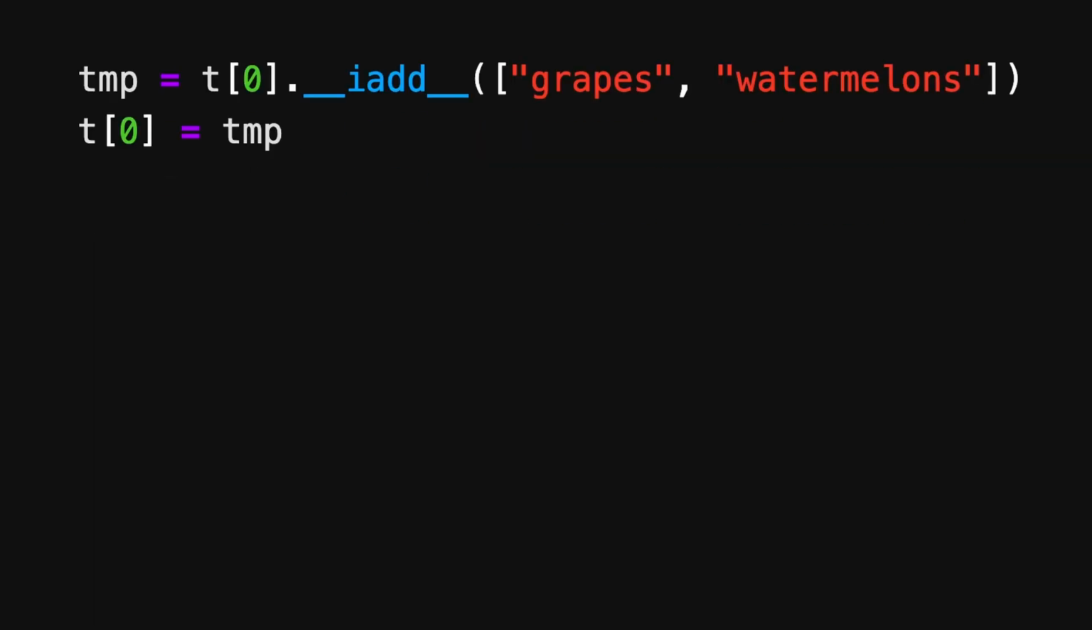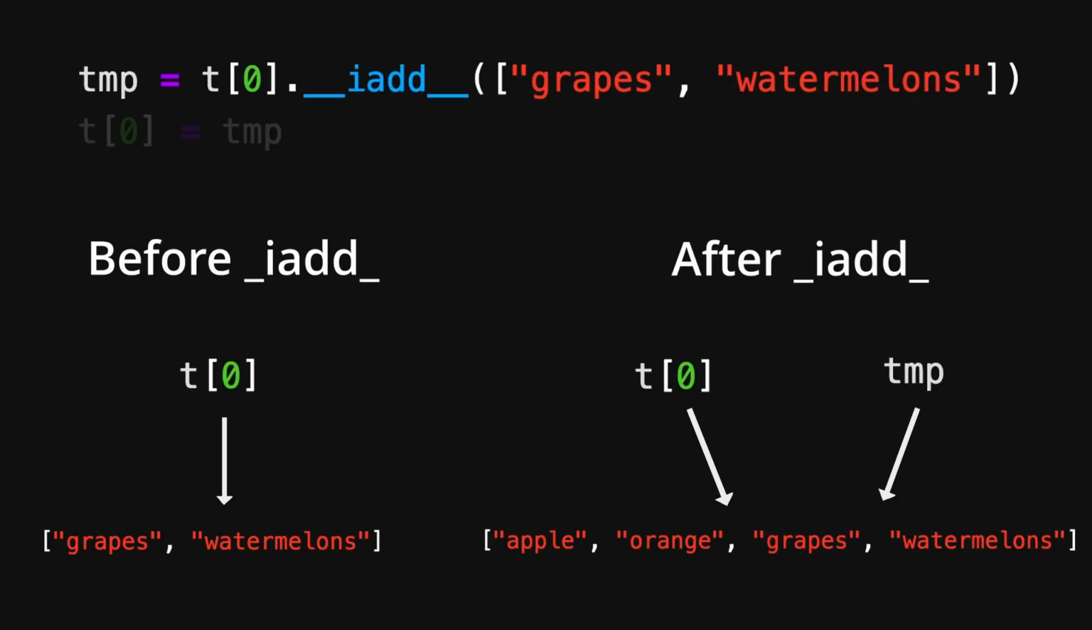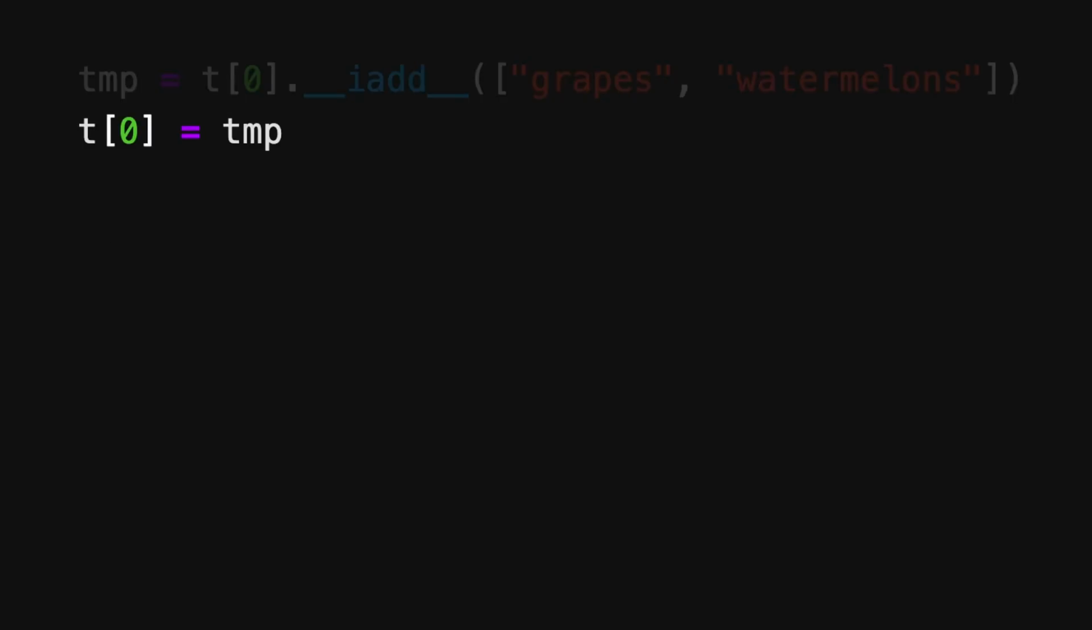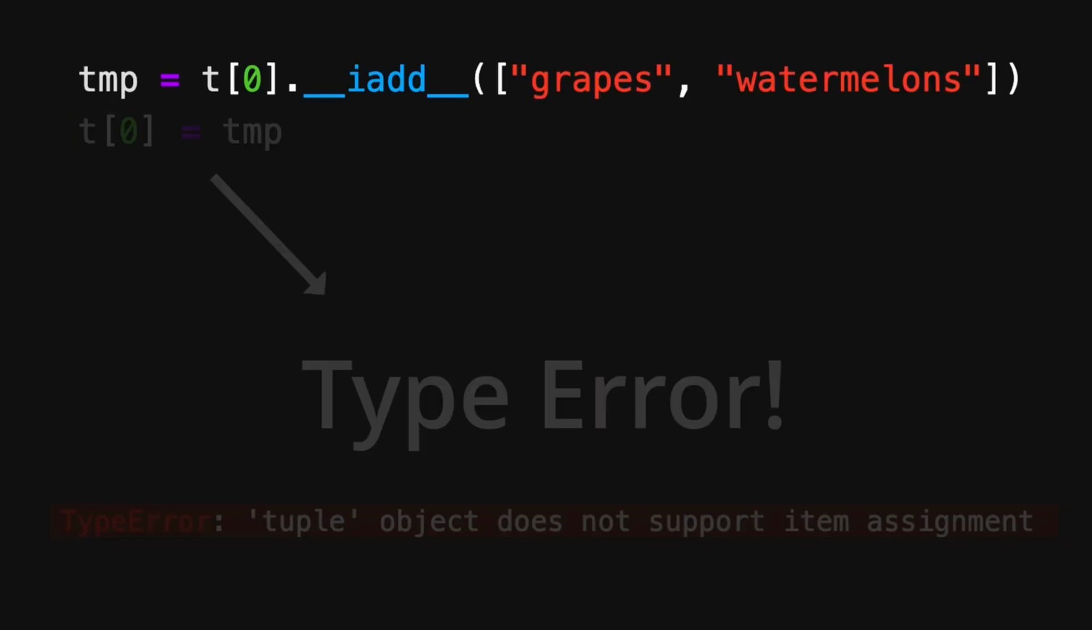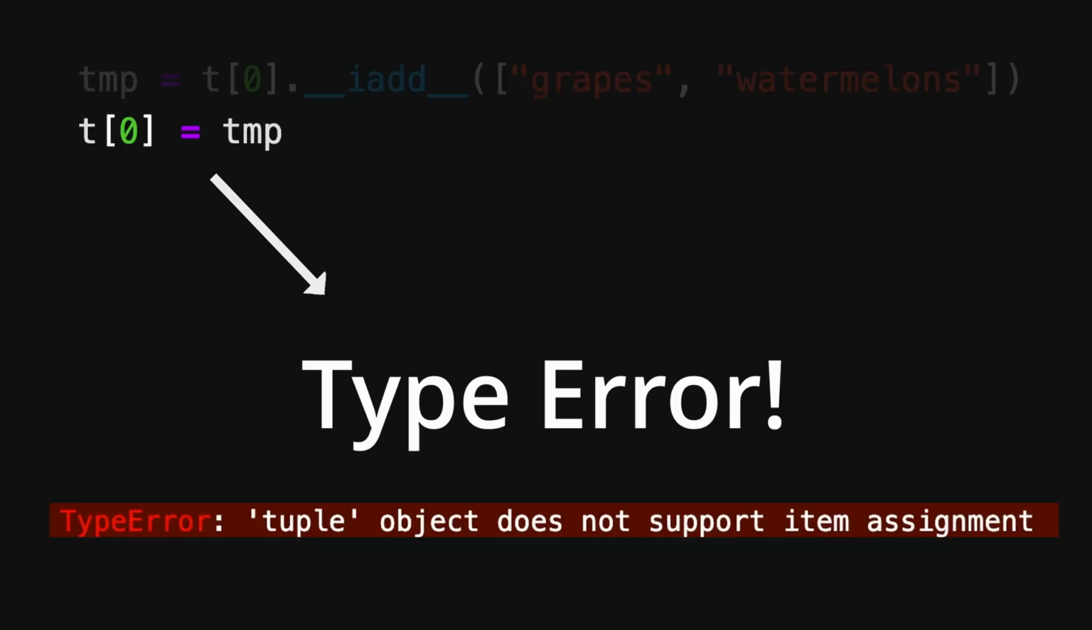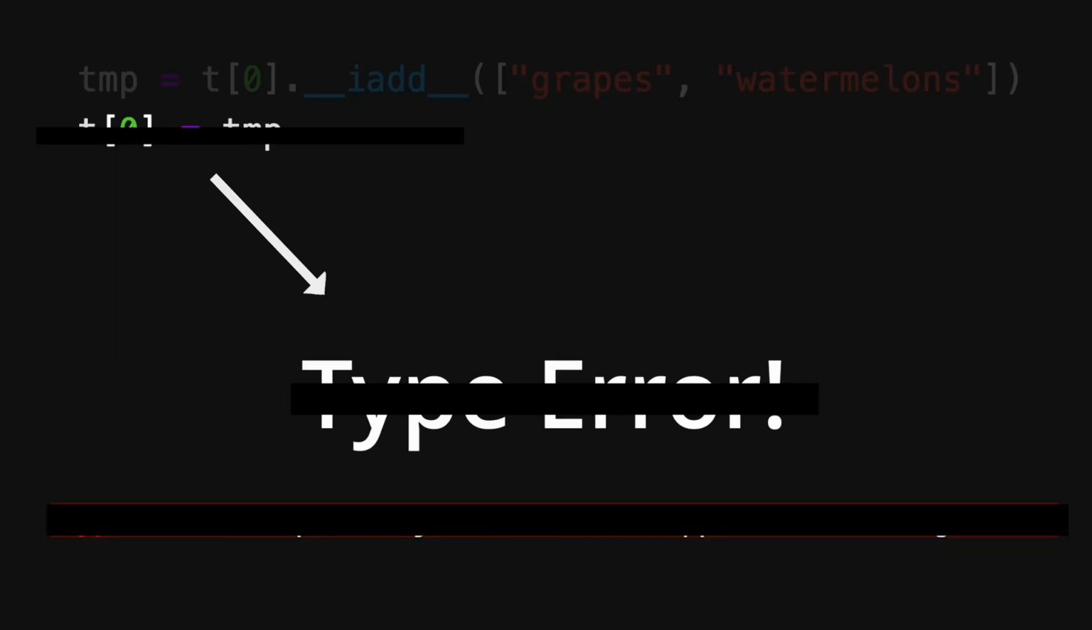In our case, the __iadd__ function modifies the list within T in place to include the additional fruits and also returns this list as well. This means that both T[0] and temp are pointing to the same list containing all the fruits. Then, attempting to assign this whole list back to T[0] fails with a type error, since item assignment with tuples isn't allowed in Python. But since we've already modified the list in place in the previous step, this item assignment step isn't actually necessary to change the list.